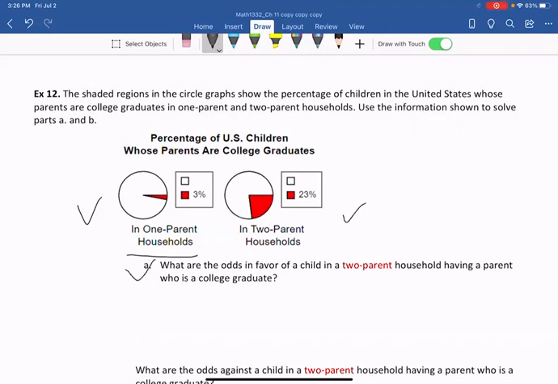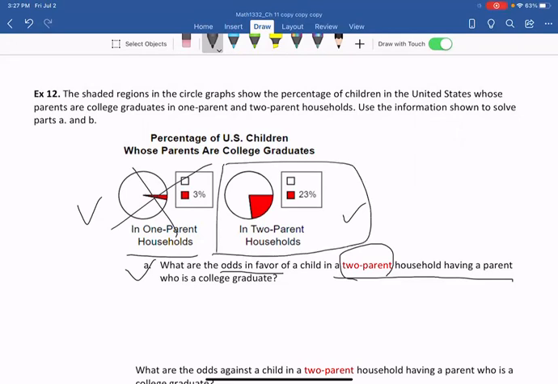In the question part, it asks what are the odds in favor of a child in a two parents' household having a parent who is a college graduate. It's only asking about two parents. So the first graph here, you don't need to care about. I'm just working on the second graph. Sometimes the graph confuses you, but you need to figure out which one is useful and which one is useless.